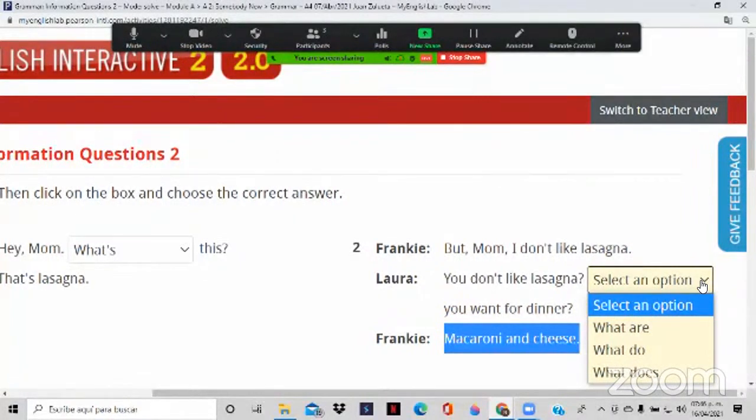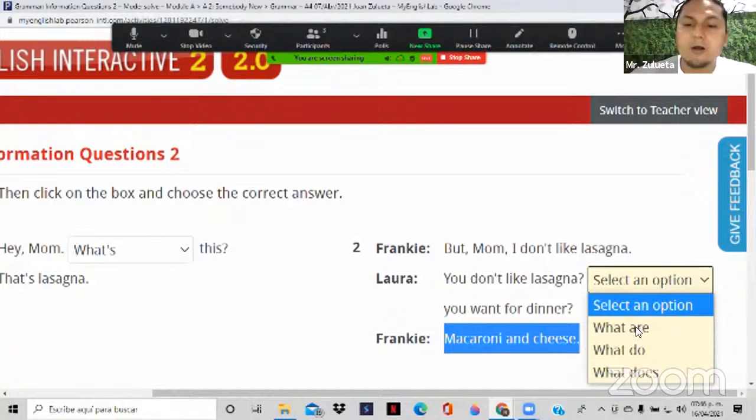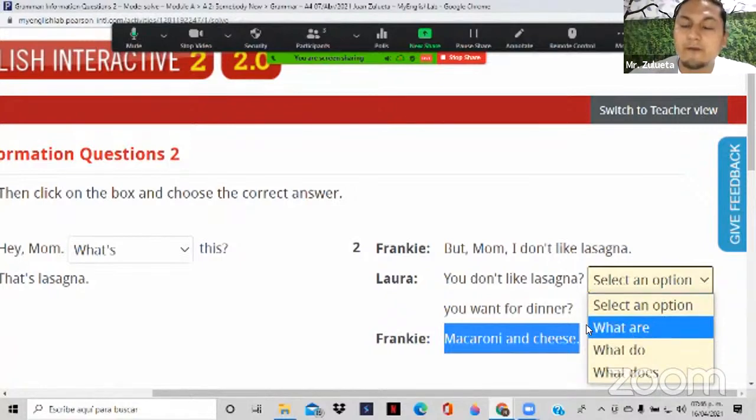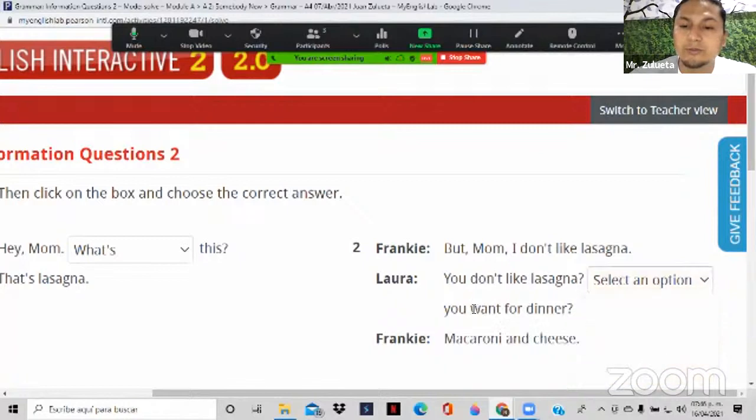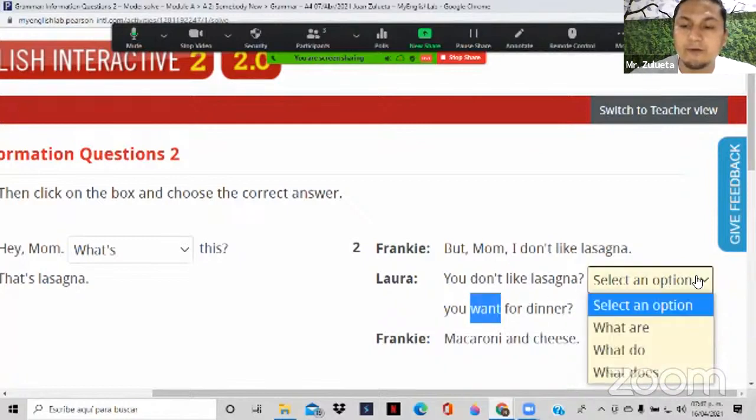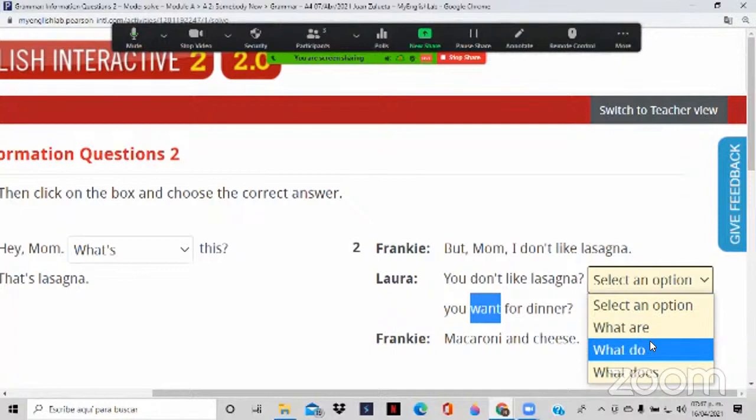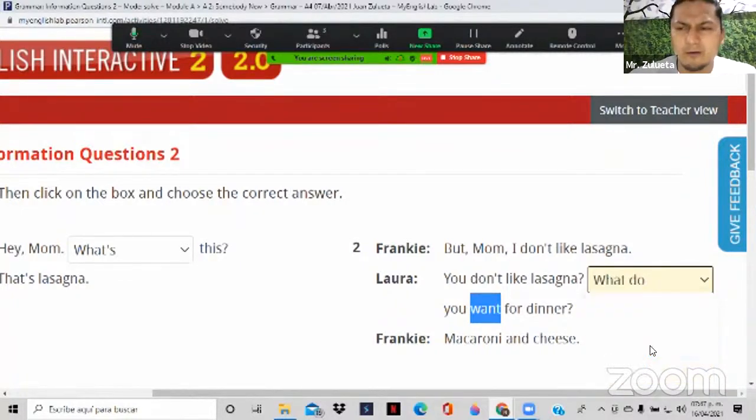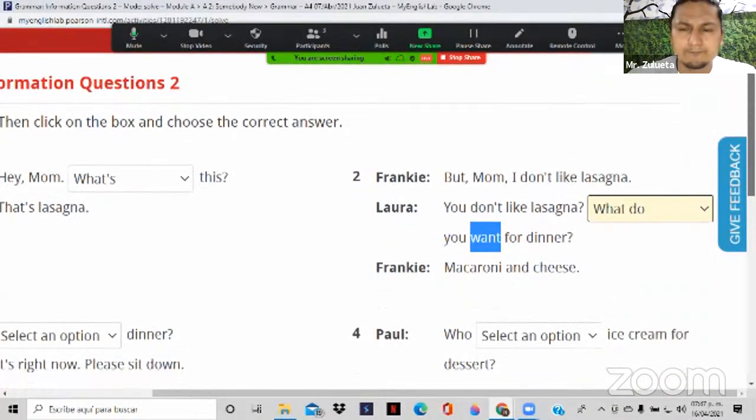You don't like lasagna? What are you want for dinner? The verb is want. So what do we use? The verb to be or the auxiliary verb do? What do you want for dinner? Thank you. What do you want for dinner? What do you do for fun? What do you play? Good.